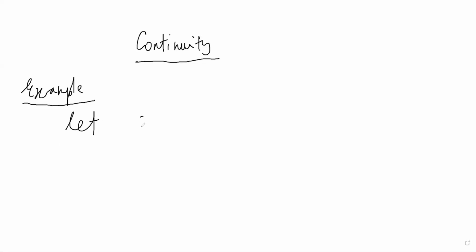Suppose that your function is x squared, for example. So let f of x be equal to x squared. Okay, so that's your function, and you want to calculate the limit of this function. What is the limit of x squared when x approaches 1, for example? Now this is the total limit, obviously.